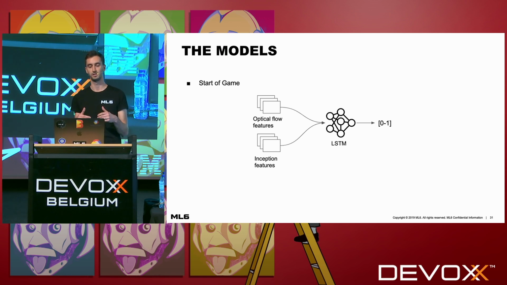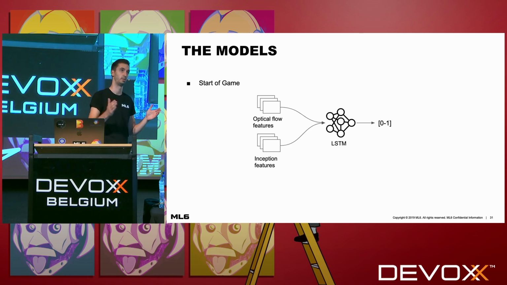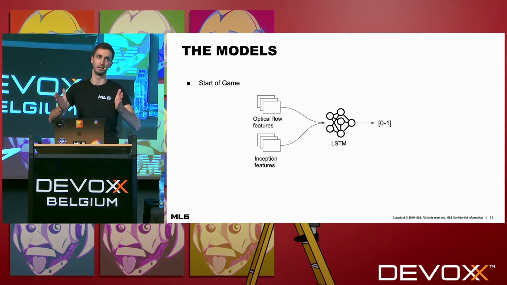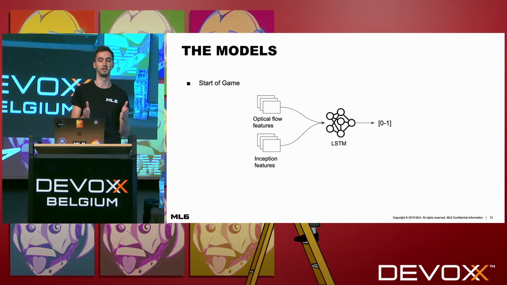The other input feature is an inception model, so it's also an embedding of the visual representation of the image. And you can see that there's a list of frames because, as I told you before, those are windows. So with 3-second windows, we're sending 30 frames of optical flow and 30 frames of inception features. The model takes in those two input features and predicts some number between 0 and 1.